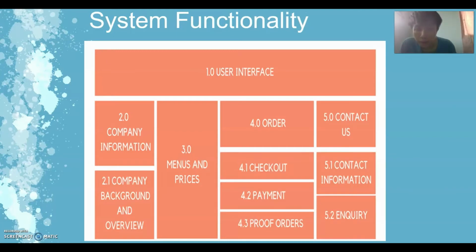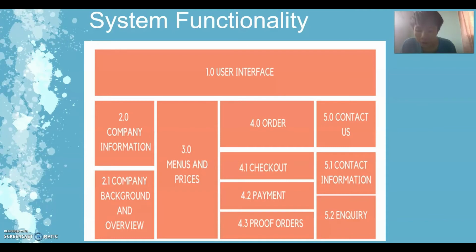Next is system functionality. The first module is user interface, which is used to allow customers to interact with our web-based system. The second module is the company information that contains a submodule, company background and overview, which displays sufficient information about the business. The third module is the menus and prices, which is the section where customers can view all the menus with the price shown.